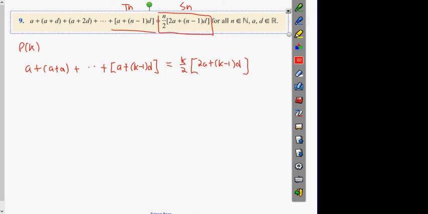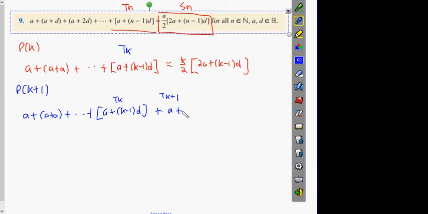Close. P of k plus 1. Now, P of k plus 1 is going to be one term longer. a plus d plus dot dot dot a plus k minus 1 times d. That's still Tk. And then it finally has that extra term we're talking about, which is T of k plus 1. And what is T of k plus 1? a plus, replace k with k plus 1. So it just comes kd. And then on the other side it's going to be k plus 1 all over 2 into 2a plus k plus 1 minus 1 times d. Close it up. Put that in brackets as well, just to lock it in there.